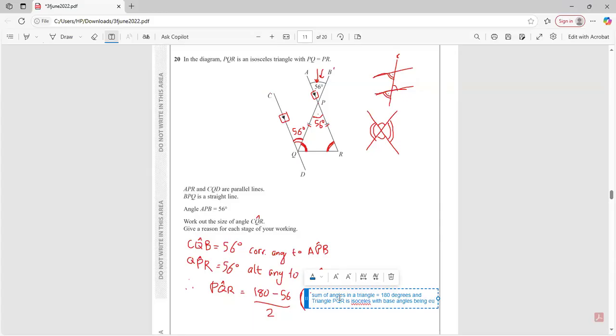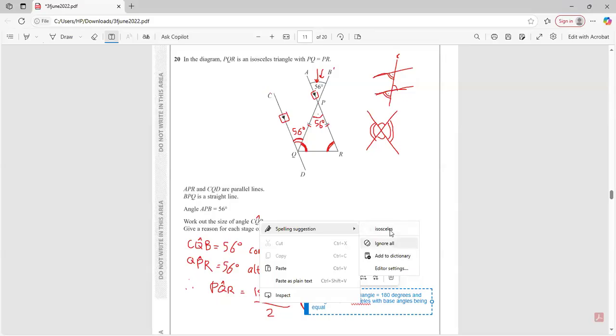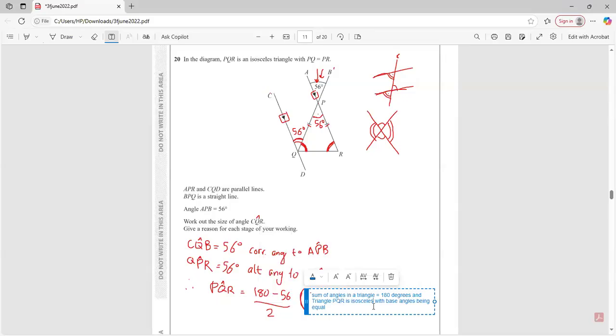So now I'm wondering, it looks like I thought I misspelled isosceles. So it looks like I actually spelled it correctly. I'm going to confirm that now. Isosceles. Okay, I think I actually misspelled it. So that's the spelling of isosceles. Yep. Okay, so I think I'm back in business.